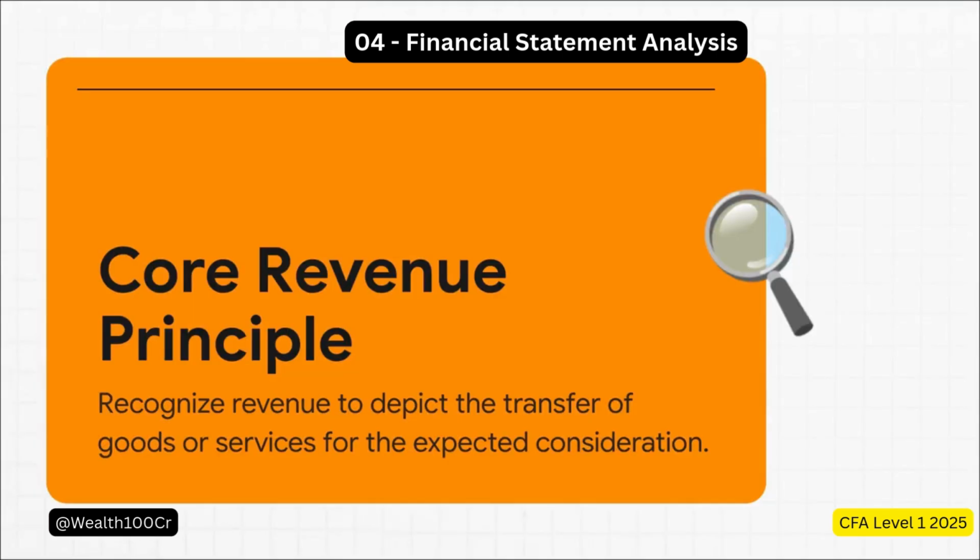Okay, I know, that sounds like a bit of a mouthful, right? So let's just break it down into plain English. The core idea is this. You recognize revenue when your company actually fulfills its promise to the customer. You know, when you hand over control of the good or service. And the amount you record is what you genuinely expect to get paid.